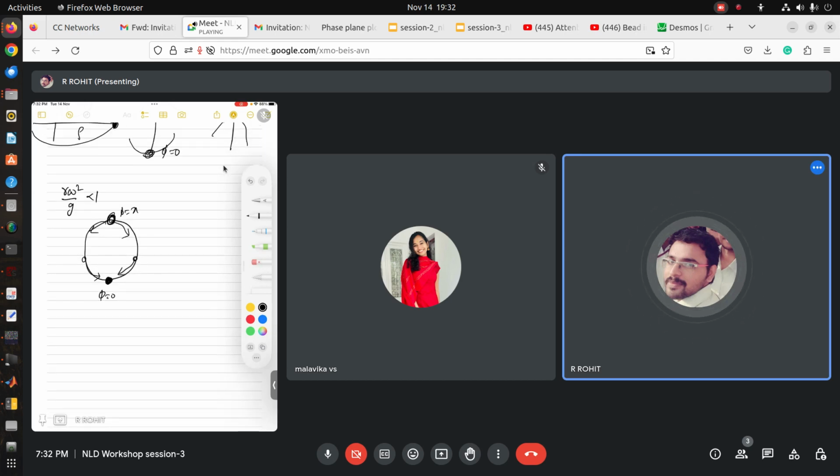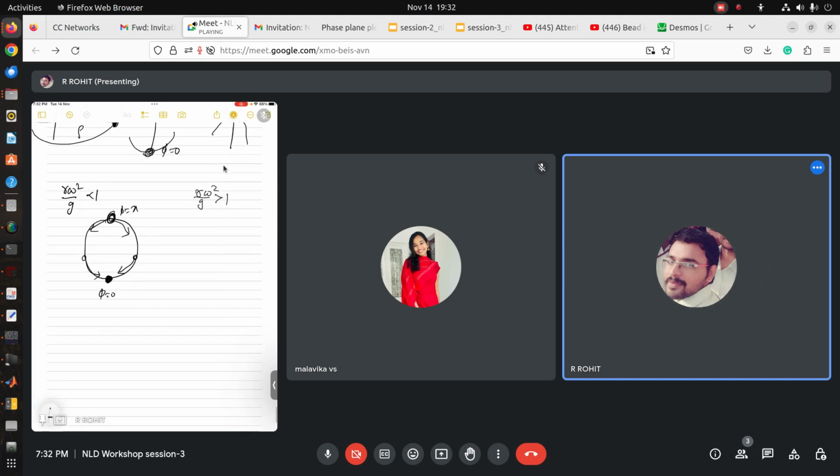At the same time, when r omega square by g is greater than 1, then you can see that your hoop is here, and apart from these two fixed points, you have cos phi equal to 1 minus r omega square by g value. So this means you have phi equal to cos inverse of 1 minus r omega square by g. So this is also a solution.